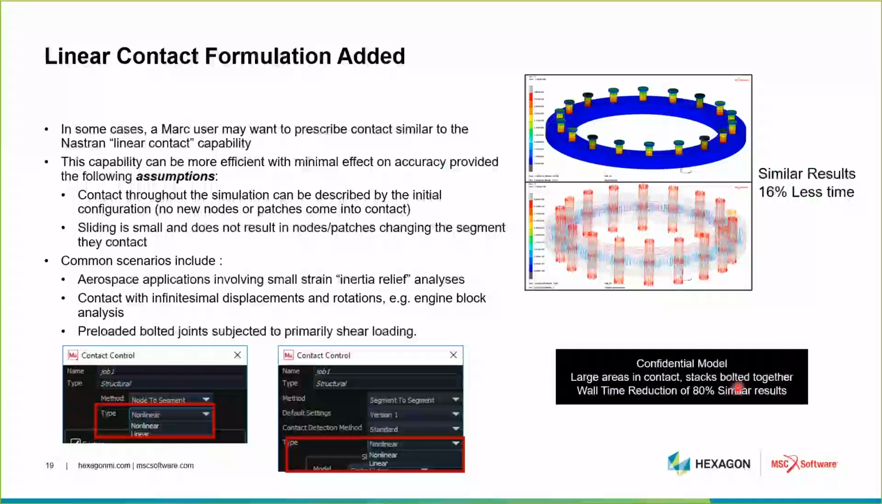Unfortunately, I can't show you another example of another extreme. This was a confidential model, but if you just envision large stacks of plates bolted together, the wall time reduction was about 80%, and you got similar results. So you can see that in the right cases, this actually adds quite a bit of efficiency to the solution. Again, it's a really great capability, but I just stress, please make sure your assumptions are valid when you do that. It's also not a bad idea, if you're running an initial analysis, to even turn it on initially and then switch it to nonlinear if you really want to check it at the end.